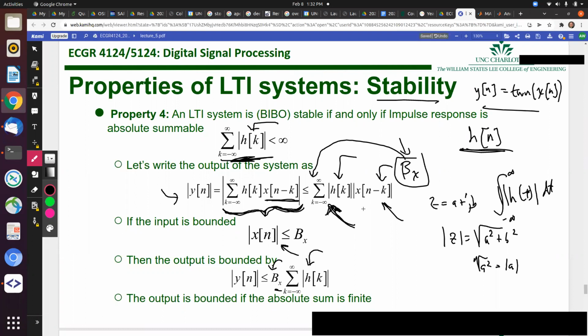And then y of n, the output, will be bounded by this bound, which is finite. We've already established bounded input. So it's bounded by this number times this number. And the only way that this product can be infinite is if this second number is infinite, because we already have a finite number bx. And so that's what gives us this criteria for stability. That sum has to be finite.